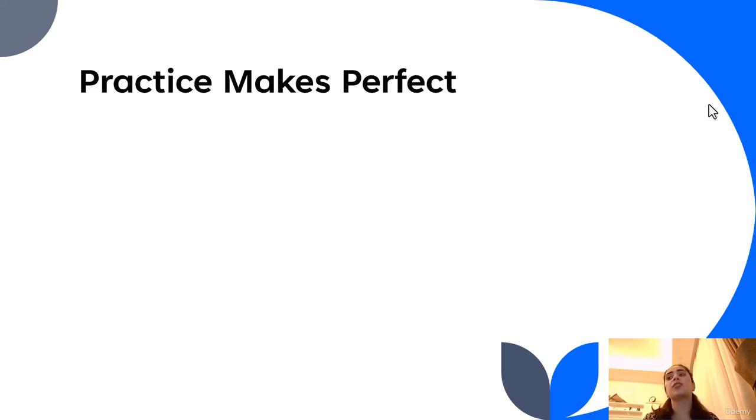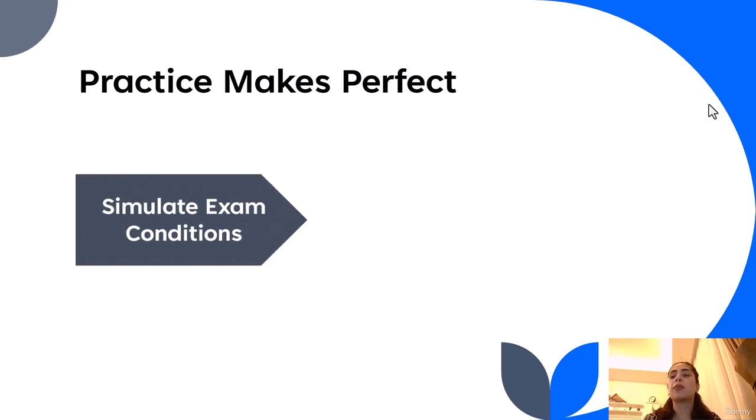Time management isn't just about having a strategy, it's about practicing that strategy. Here are a few ways to practice. Simulate exam conditions. Set a timer for 60 minutes and complete both task 1 and task 2 under timed conditions. Stick to the 20-40 split and follow your planning, writing, review strategy. We're going to do something like this in our last module with practice tests.